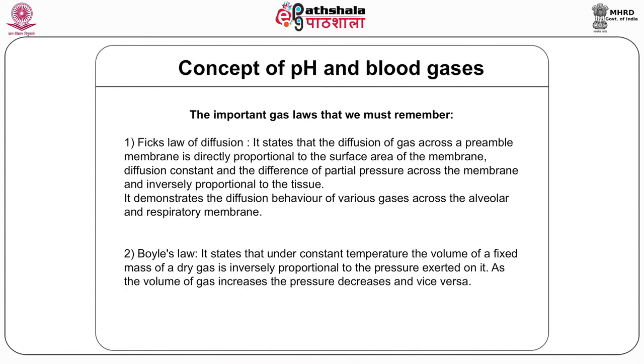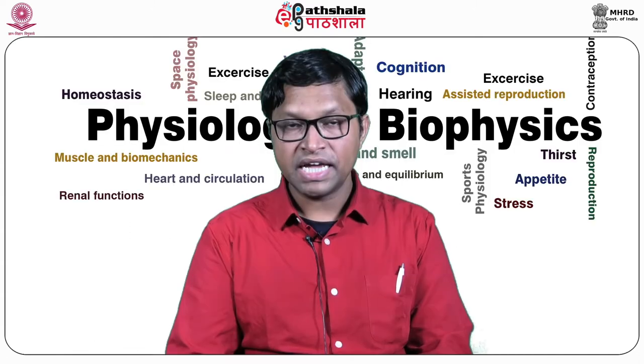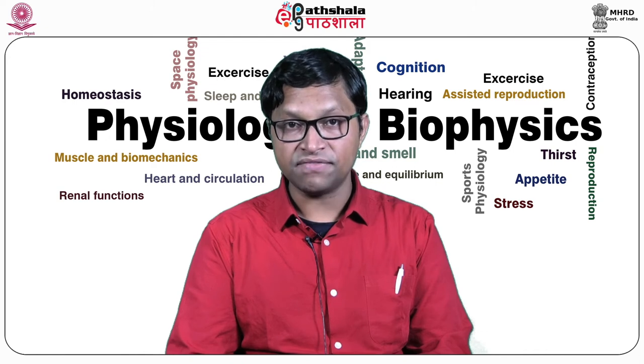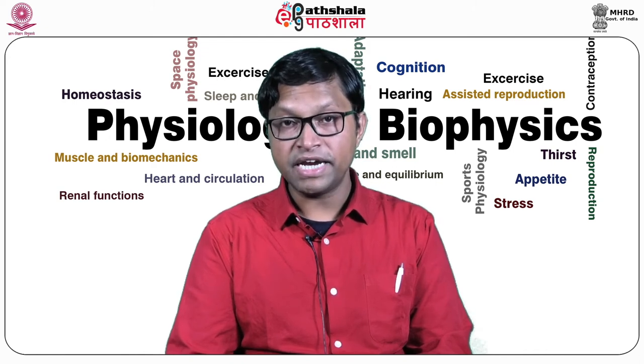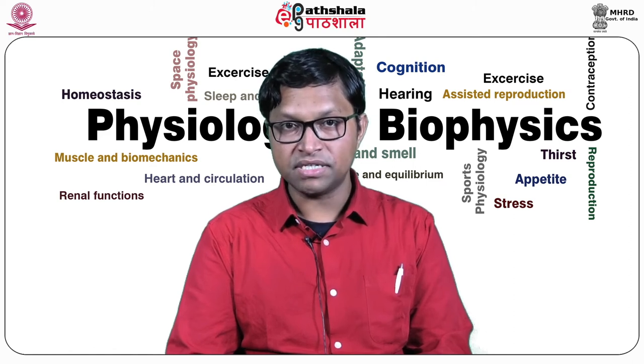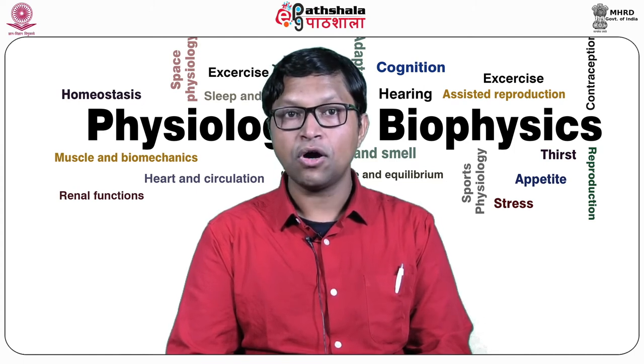Now, let's understand Boyle's law. It states that at constant temperature, the volume of a fixed mass of a dry gas is inversely proportional to the pressure exerted on it. As the volume of gas increases, the pressure decreases and vice versa. It is important to see that during inspiration and expiration, as the diaphragm is pulled down and up, thereby increasing and reducing the volume of the thoracic cavity, the pressure of the cavity changes, which in turn helps in the movement of air into the lungs from the environment and thus helps in oxygenation.